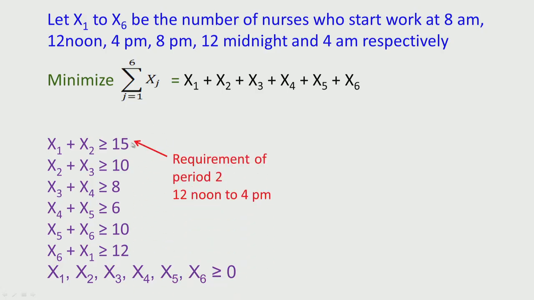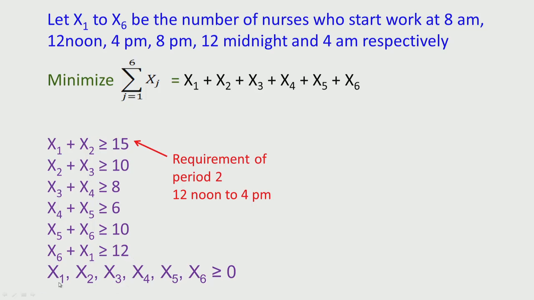So, we have these 6 constraints which represent the requirement of the 6 periods to be met. What is important is to understand that x1 and x2 are the number of people who are working in the second period, x2 and x3 work in the third period, and like that x6 and x1 work in the first period.